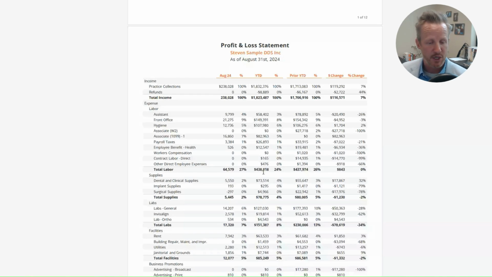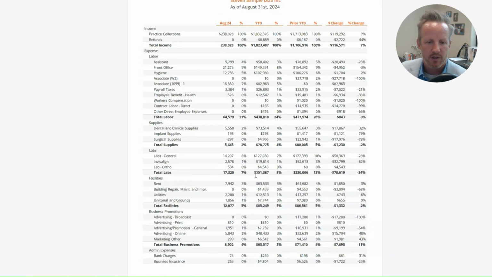Under labs, I've got general labs, I have Invisalign, I have labs ortho, and you can break out labs however you want to. So these can be a little bit flexible, and depending on our clients, the type of specialist they are, or if they're a generalist, I can add different sub-accounts to these main categories. And sometimes we'll even do some very unique sub-accounts that are specific to a given practice.